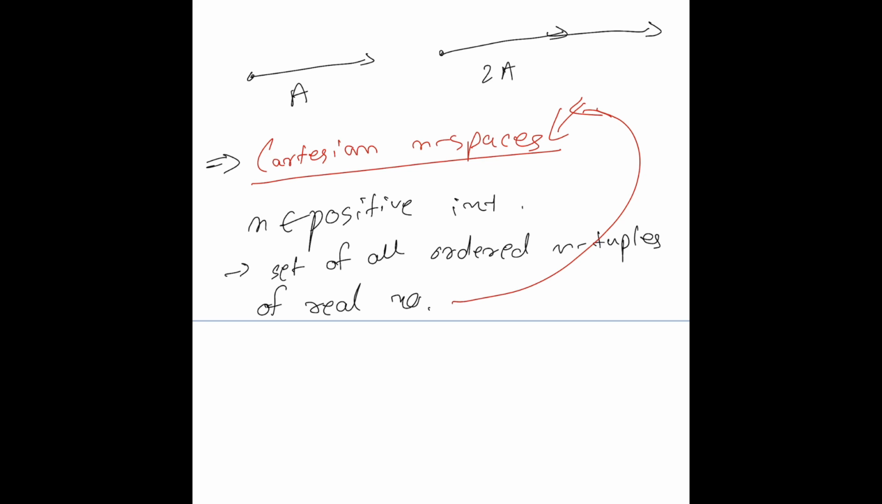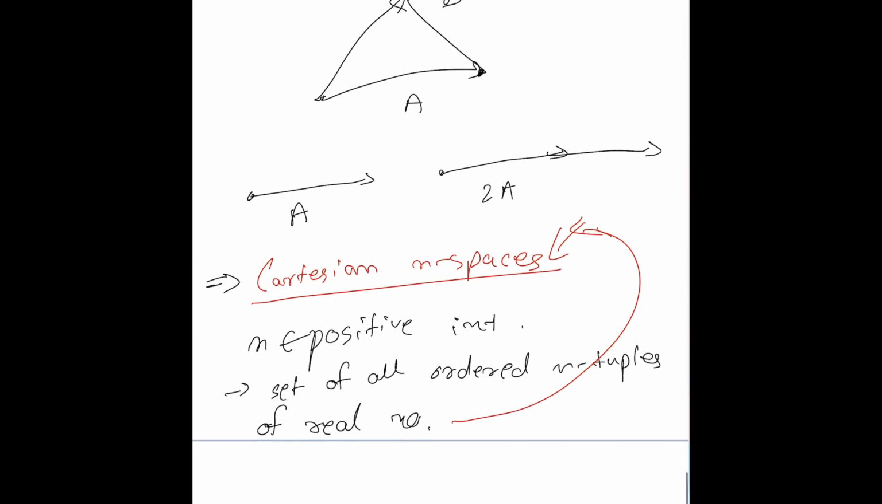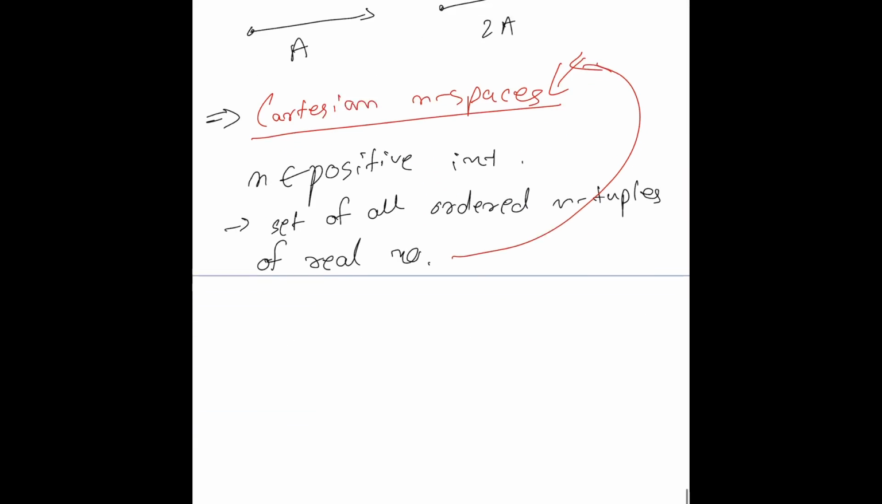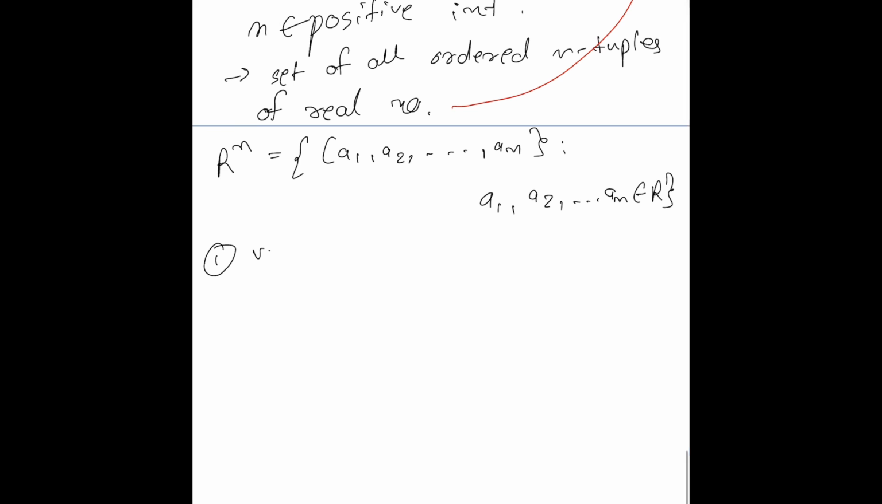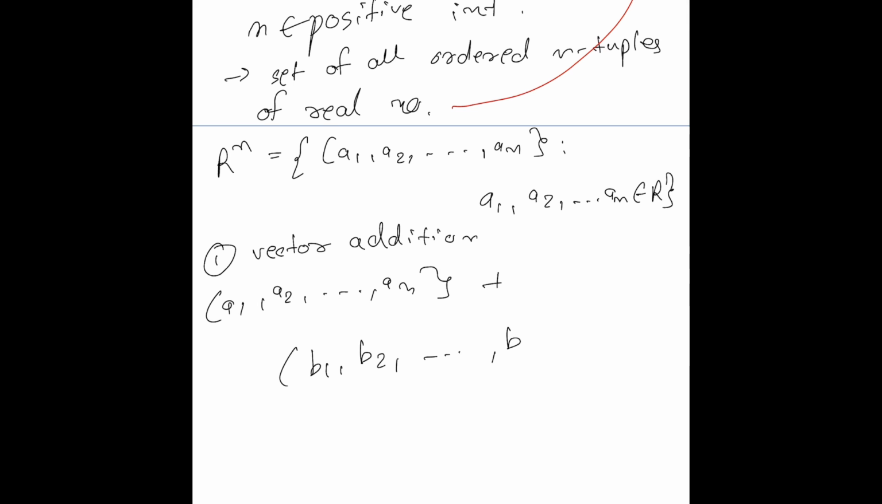But now we will go with this Cartesian n-space. We have R^n, with A1, A2 up to AN, and we know that A1, A2, AN belong to the real numbers. So first we will go with vector addition in this. We have one set A1, A2 up to AN. Then we have another set B1, B2 up to BN. So the vector addition will go like A1 plus B1, A2 plus B2, up to AN plus BN.